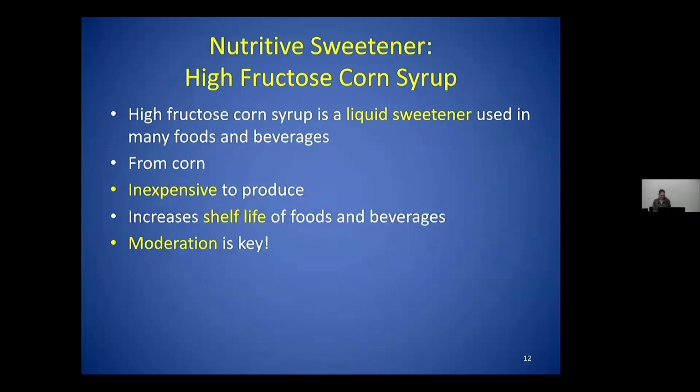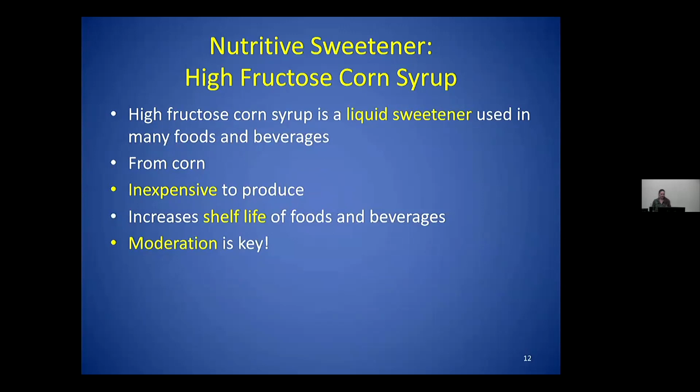Next, I'm going to talk to you guys about high fructose corn syrup. That is one of the nutritive sweeteners, so it does have calories. High fructose corn syrup is a liquid sweetener, and it is used in a lot of foods and beverages, as you guys have probably seen in things that you find at the store. I know I see it in bread a lot. It comes from corn, and it is relatively inexpensive to produce due to the low cost of production of corn and corn syrup from the corn.